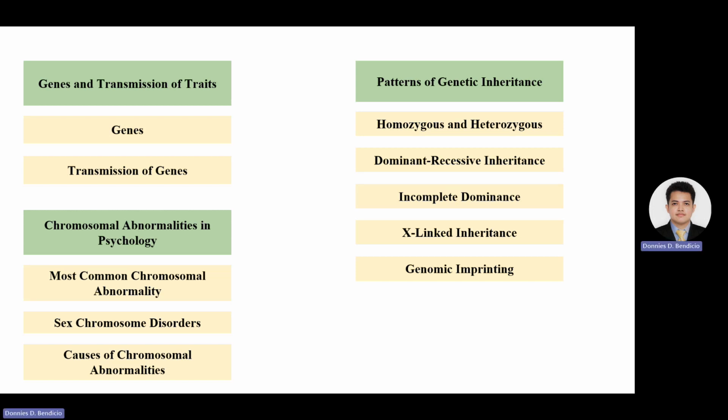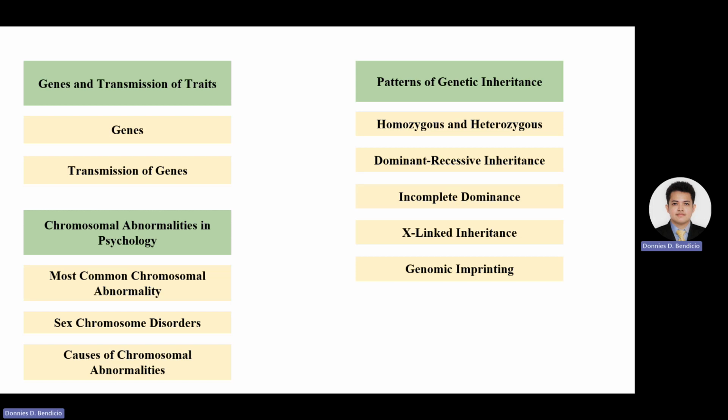Next is the chromosomal abnormalities in psychology. The most common chromosomal abnormality, Down syndrome, is a well-known chromosomal abnormality that has implications for psychology. Individuals with Down syndrome often face unique cognitive developmental challenges due to the extra copy of chromosome 21, or trisomy 21. Psychologists study the cognitive and emotional development of individuals with Down syndrome to better understand their needs and provide appropriate support and interventions.